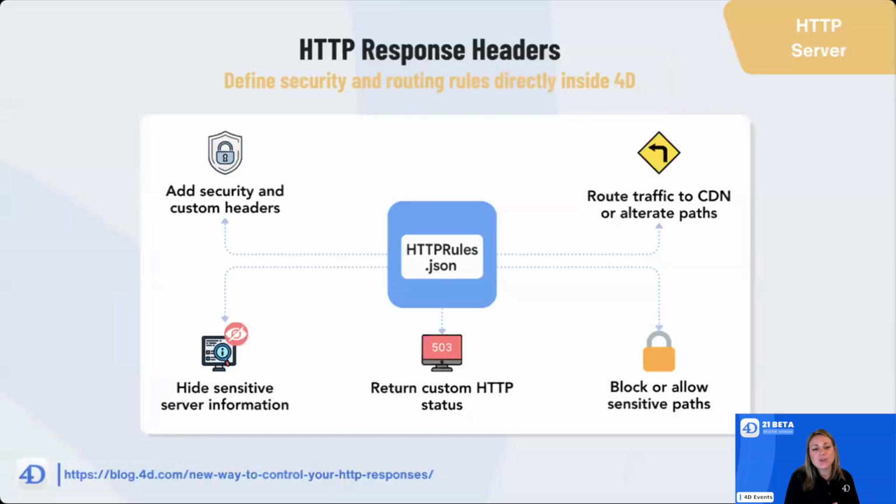Now, let's move to the next feature, HTTP response headers. With 4D21, you no longer need reverse proxies or external tools to shape your web layer. Your entire response policy is defined directly inside the 4D HTTP server. Set your rules once and they apply everywhere: add or remove headers, enforce security policies, redirect to a CDN, block sensitive paths, or return custom status codes, all from a single configuration.